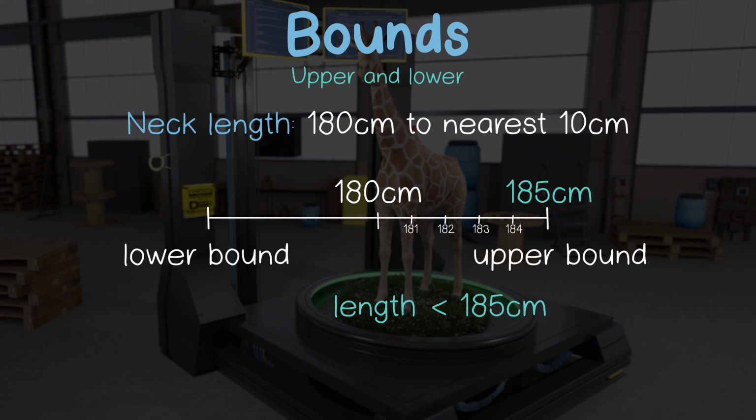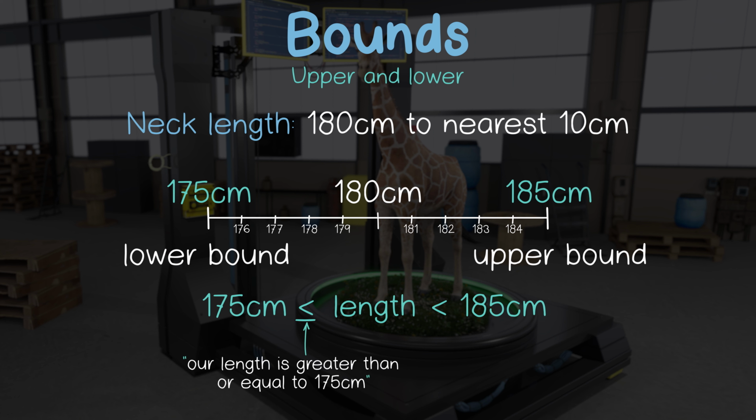Now looking the other way to find our lower bound, her neck could have been any number from 175 centimeters all the way up to 180 centimeters, and it would have rounded to 180. Lower than 175 would otherwise have just rounded down. And we express this in an interval like this, and by positioning length in the middle of this interval, we can simultaneously say that our number is greater than or equal to one number, whilst also being less than another.